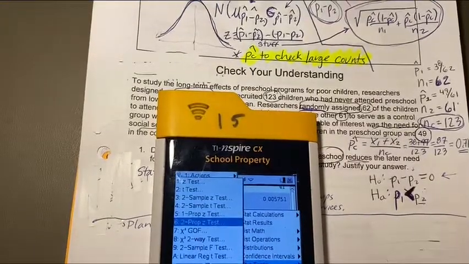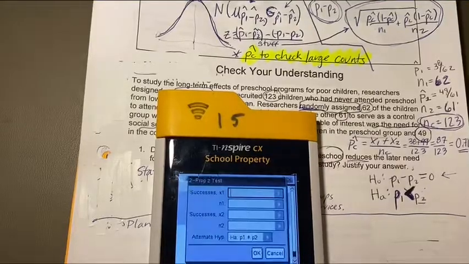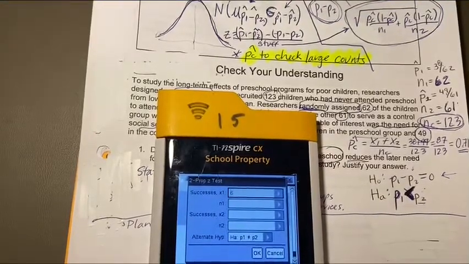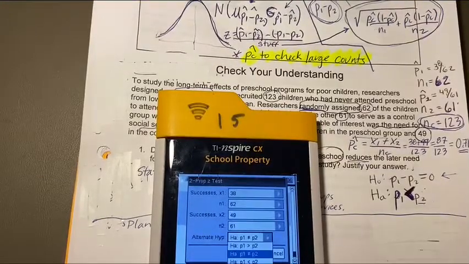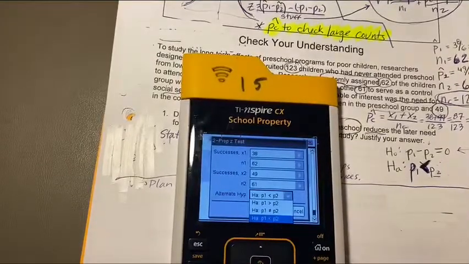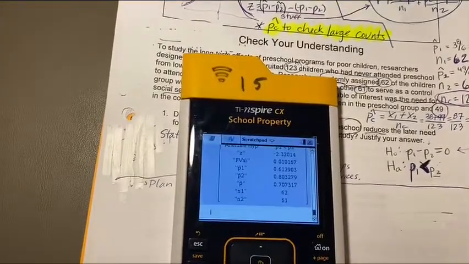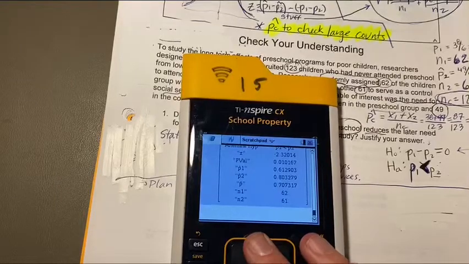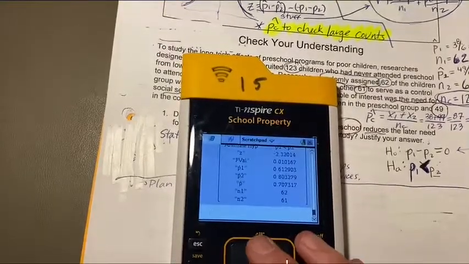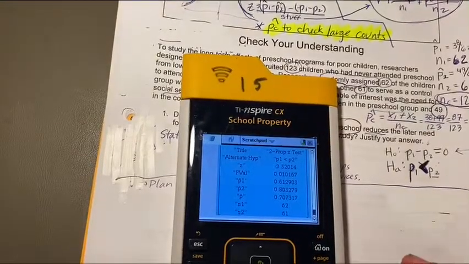So we have two proportions, right? 38 needed social services out of 62, and 49 needed social services out of 61. And our hypothesis is that that second group needs it less. Enter. Ooh, critically low. Mayday. Okay.